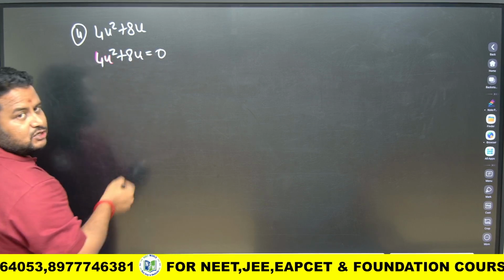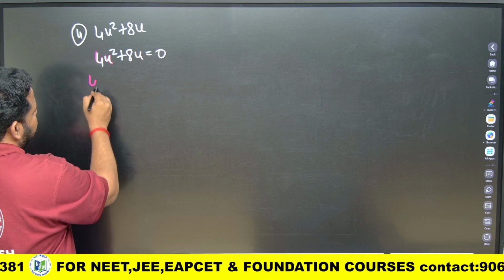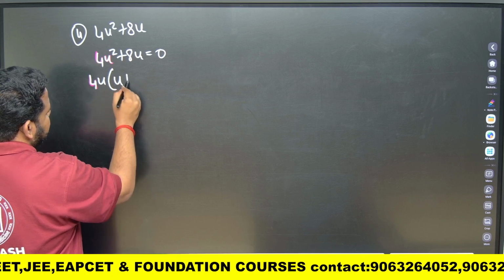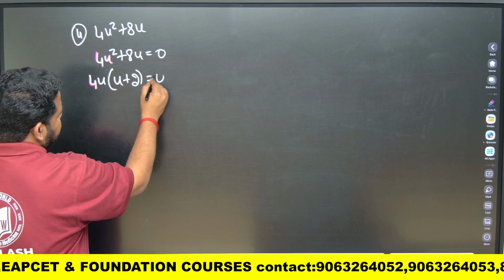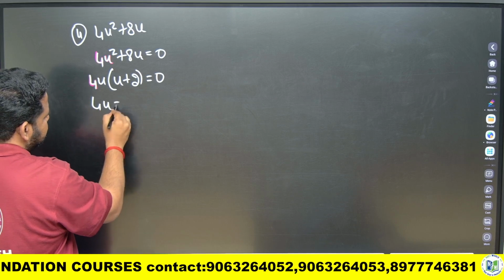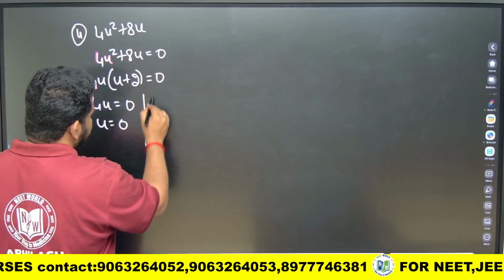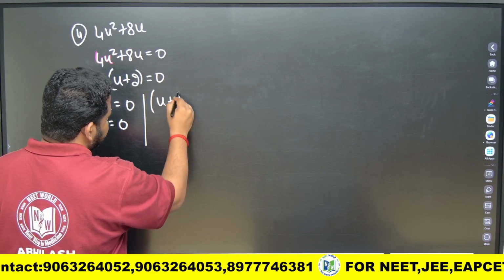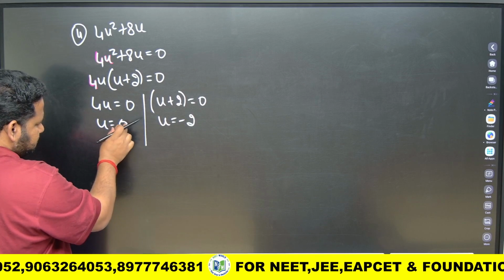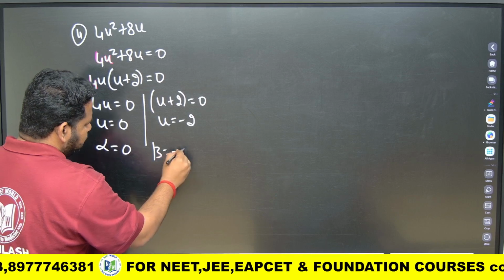Here what I can do is take common. Everybody knows how to take common here, so I can take 4u common. If I take 4u common, here I will have u, and here I will have 2. This itself gives one factor. I will get 4u is equal to 0, so u is equal to 0. Then I have u plus 2 is equal to 0, that means u is equal to minus 2. We got the two zeros, 0 and minus 2. Alpha will be equal to 0, and beta will be equal to minus 2.